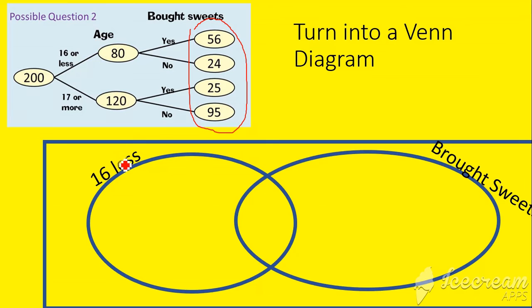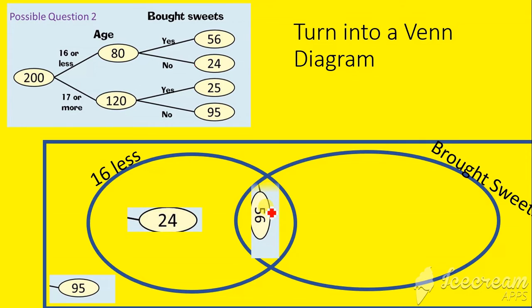So I've got 16 or less, yeah, which is this circle, and bought sweets would be my middle bit. So my middle bit's 56, and my outside is 24. Okay, I've already done it. The one on the outside is not 16 and did not buy sweets, which is no and no, which is my 95, which means 25 there.